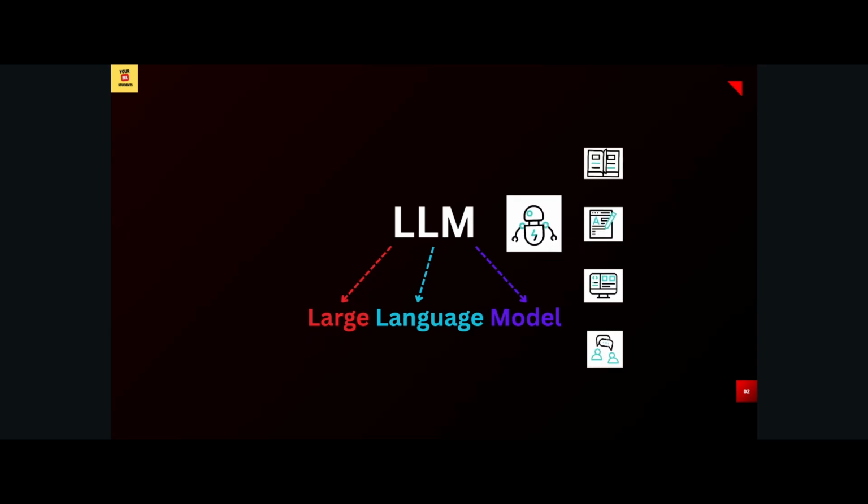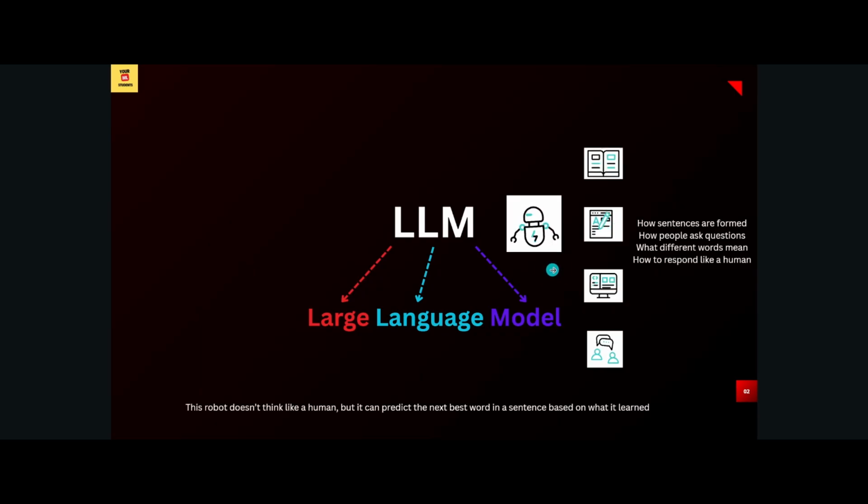Because it has seen so much text, it learned how sentences are formed, how people ask questions, what different words mean, how to respond like a human. The robot doesn't think like a human here, guys. It can predict the next best word in a sentence based on what it has learned. That's what a large language model does, guys.